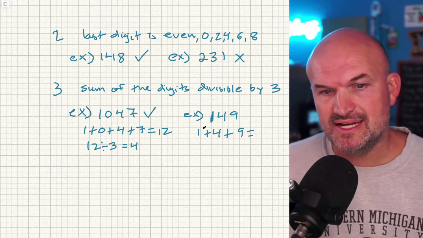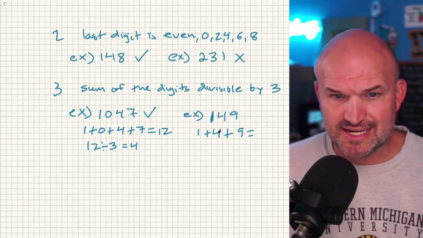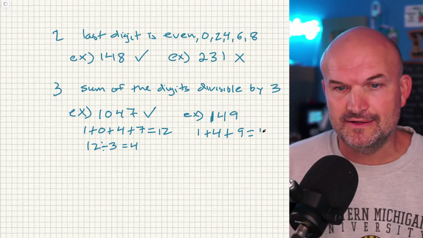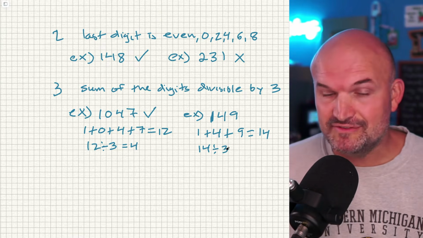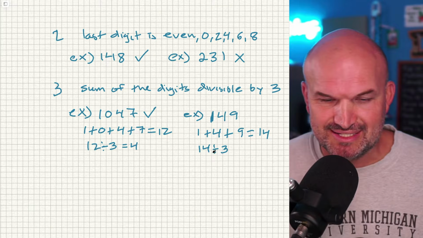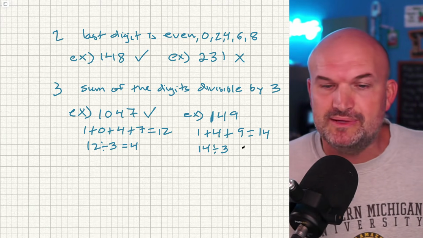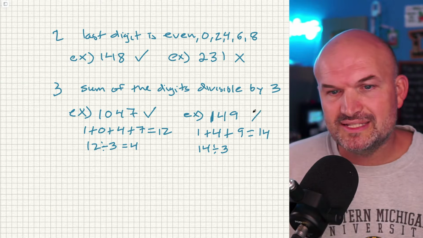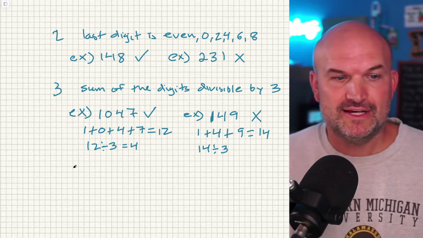So 1 plus 4 plus 9, so 1 plus 4 is 5, plus 9 is going to be 14. Now, 14 is not divisible by 3. Like 3 divides into 14, but there's going to be a remainder, right? So therefore, we can say that this number, 149, is actually not divisible by 3.